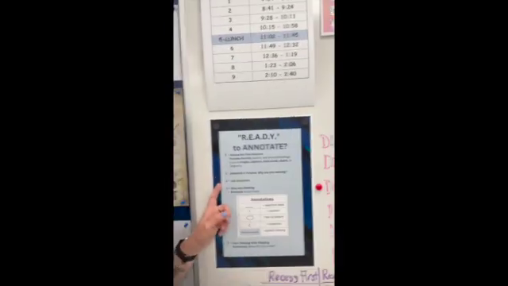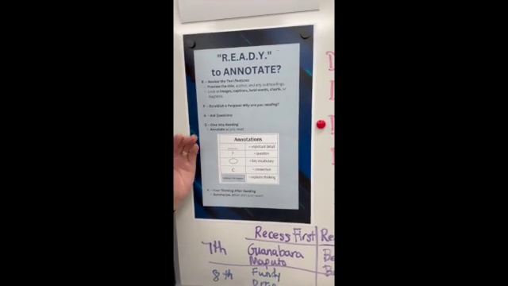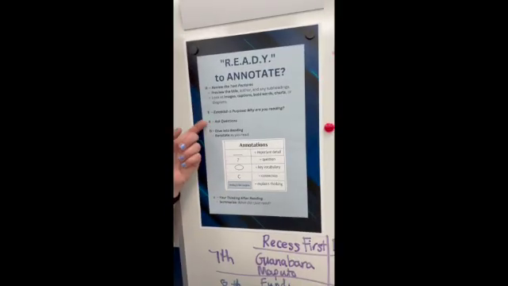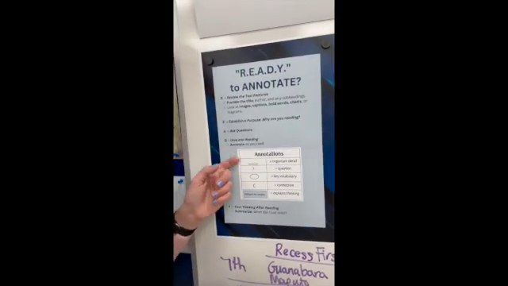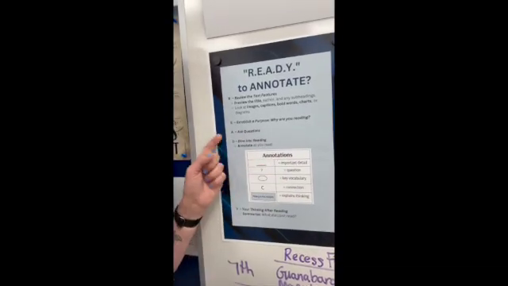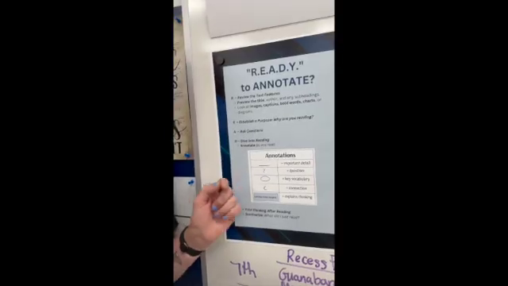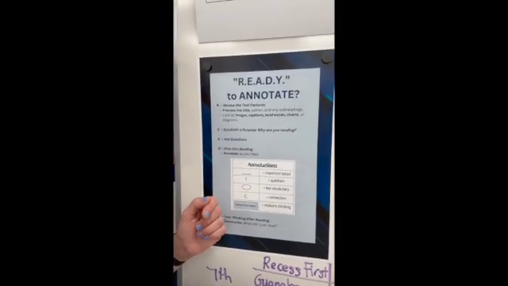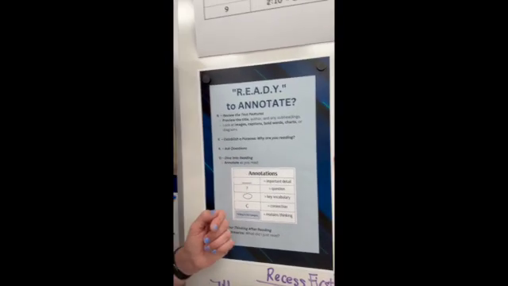Every time I pass out a piece of music, we go through all of these steps and learn the different things about our music, look it over, figure out who the composer is, what the tempo is, what the key signature is. And then, of course, you naturally put a question mark by things you don't understand, or you circle it, or highlight it. So we're going to do this orchestra style, the R-E-A-D-Y, ready to annotate.